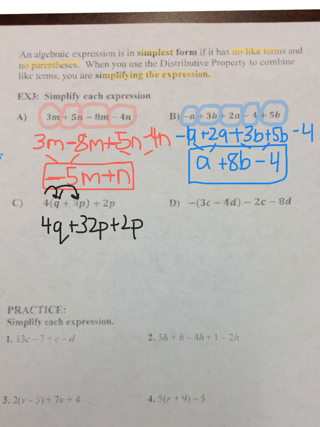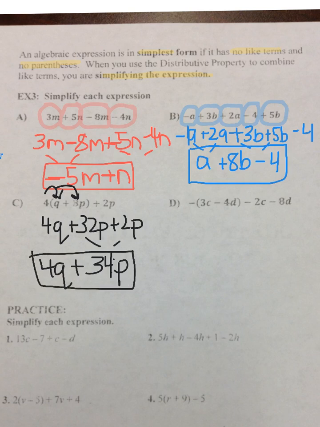I don't really have to organize anything here because the like terms are next to each other. 32p and 2p are like terms because they have the same variable part, so we'll have 34p. And bring down the 4q. So simplified, 4q plus 34p. Example D.